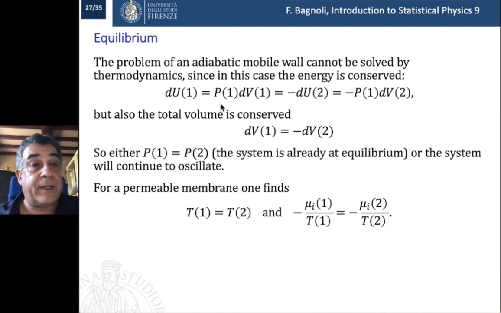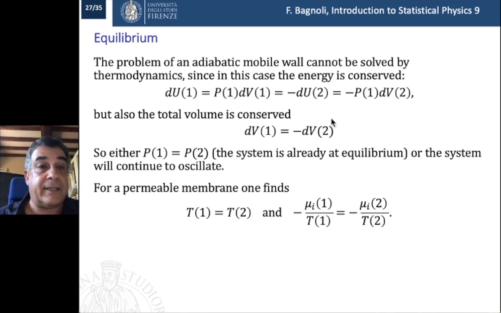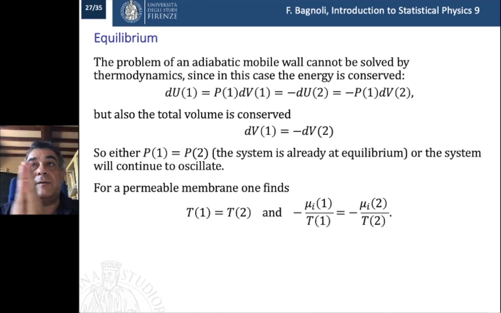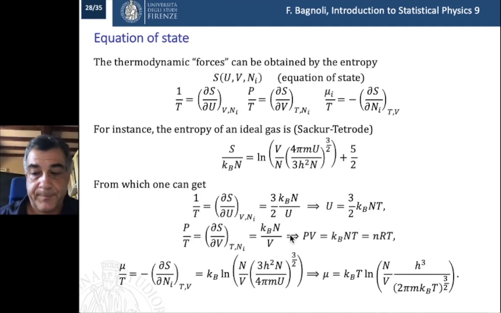For instance, if I let only mechanical but not thermal equilibrium, I find that I cannot find a solution because I have too many variables essentially with respect to the conditions. So the system, for instance, if it is already in equilibrium, stays in equilibrium, but if it is out of equilibrium, the mobile wall will continue to oscillate unless I assume some other mechanism.